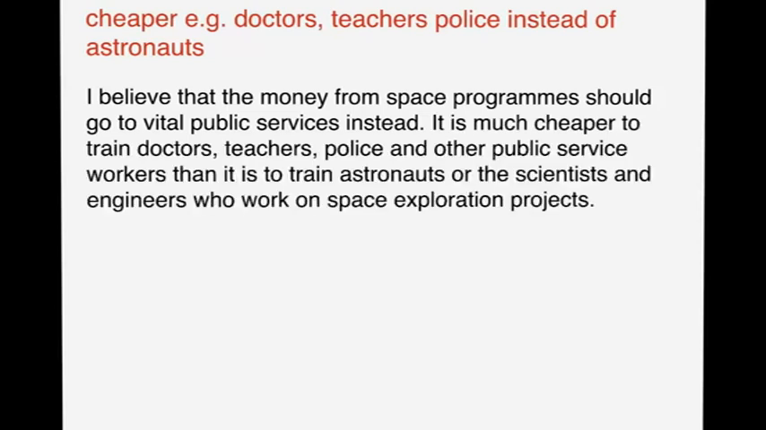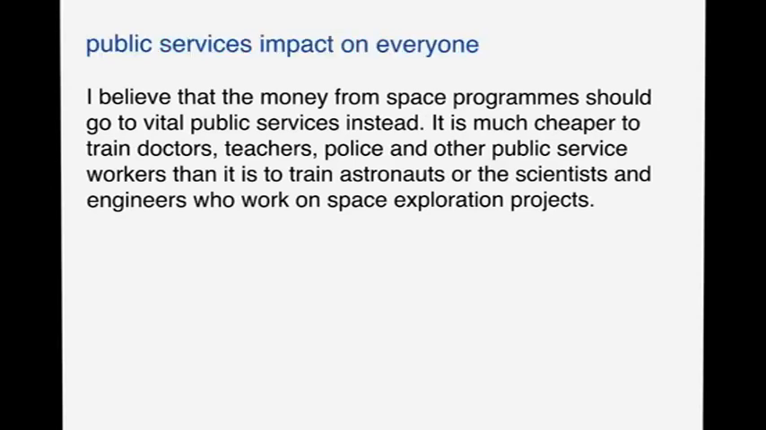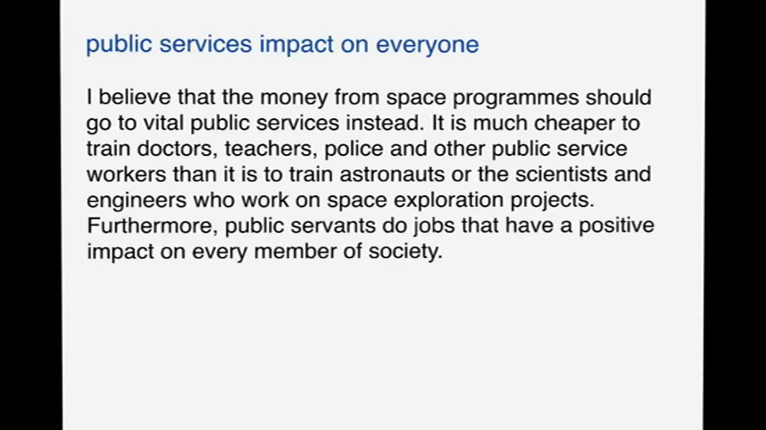Here's what we wrote. It is much cheaper to train doctors, teachers, police and other public service workers than it is to train astronauts or the scientists and engineers who work on space exploration projects. We've just written a nice long sentence using that idea. Next idea, public services impact on everyone. And we wrote, furthermore, public servants do jobs that have a positive impact on every member of society. Instead of everyone, every member of society is a slightly nicer phrase.